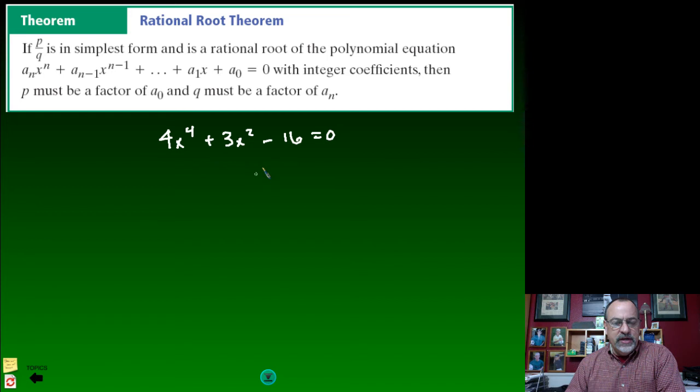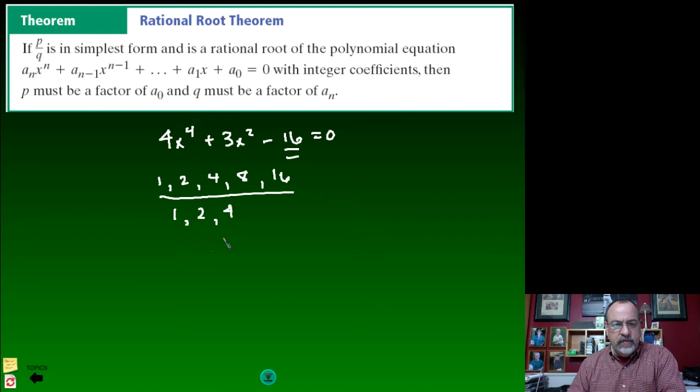If this has rational roots, what could they be? So I'm going to take the factors of 16, which is 1, 2, 4, 8, and 16. All of those are factors of 16, numbers that I can multiply together and get 16. And I put them over the factors of this leading coefficient, 1, 2, and 4.